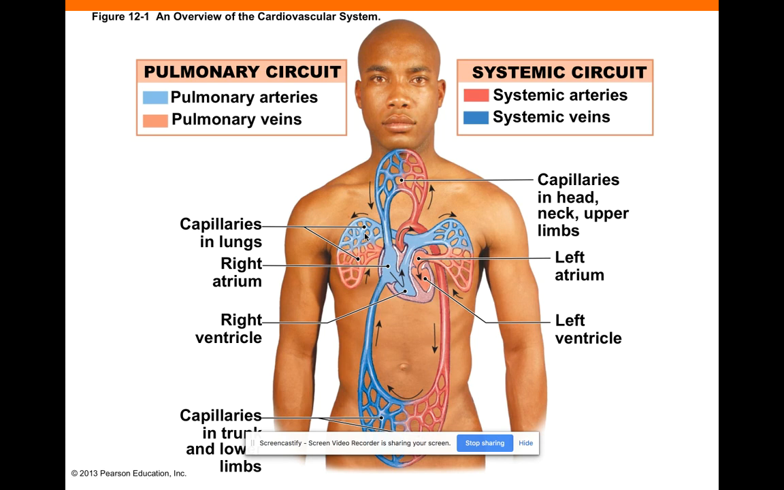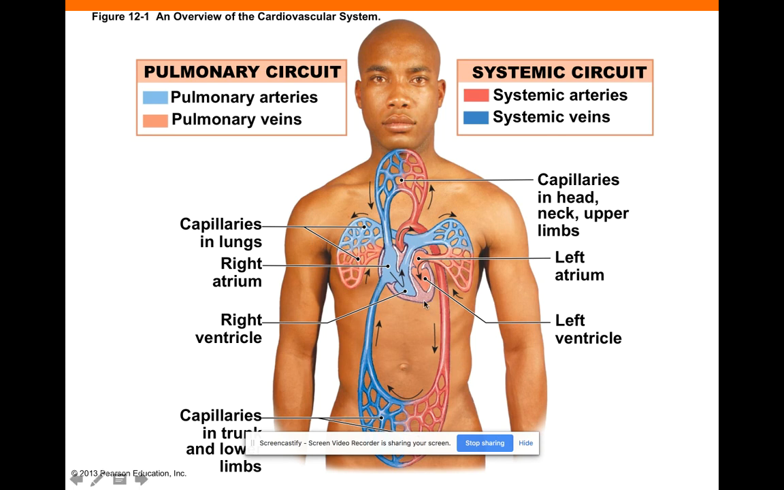And then our veins are responsible for bringing blood back to the heart. You can see this vein here coming from the top and bottom parts of the body. That's your vena cava. And then you also have your pulmonary veins, which bring the blood back to the heart from the lungs. So arteries away, and veins carry blood back towards the heart.